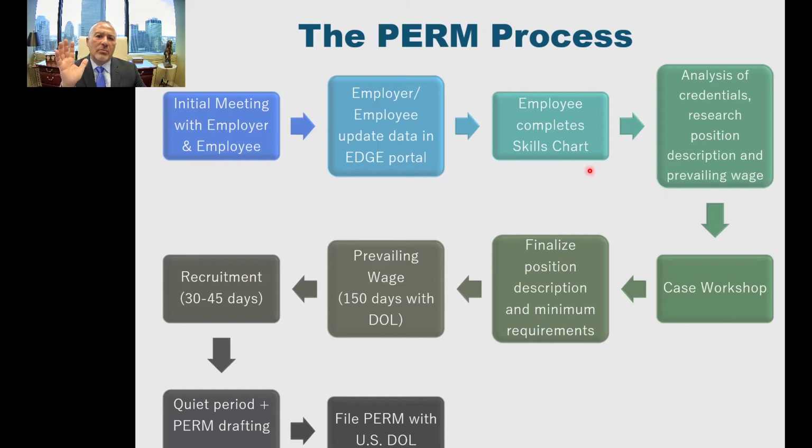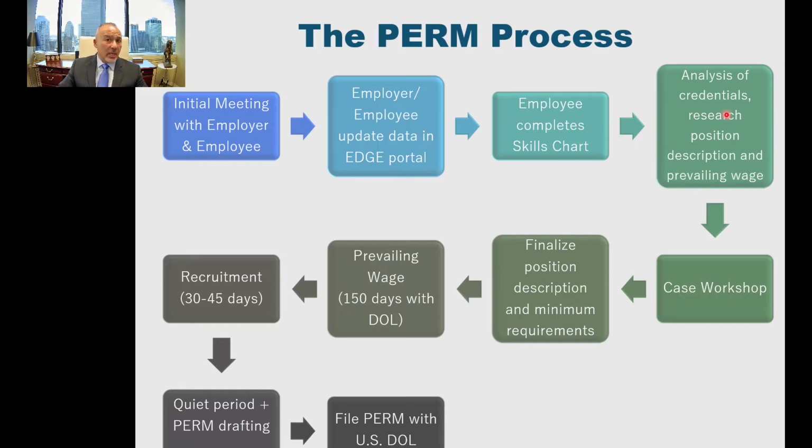So we have to remember that the skills that we will draft is about the minimum requirements for this job in a reasonable way to test the market, to make sure that no U.S. worker is qualified, willing, and able to occupy this position. Okay, so that's really important. So the skills chart is a tool that we use to acquire the skills that this foreign national has that they will bring to this future job. Once this information is given to us, all of the information on our portal by the employer and employee, the skills chart is given to us.